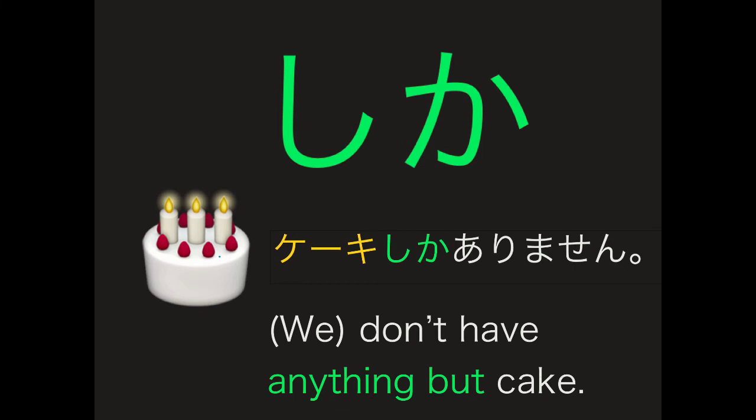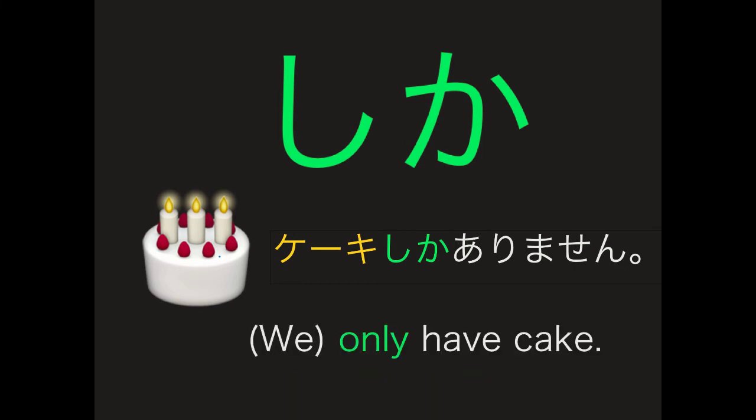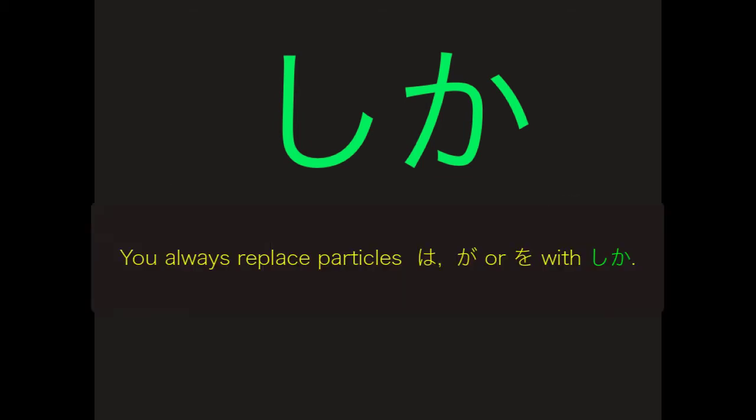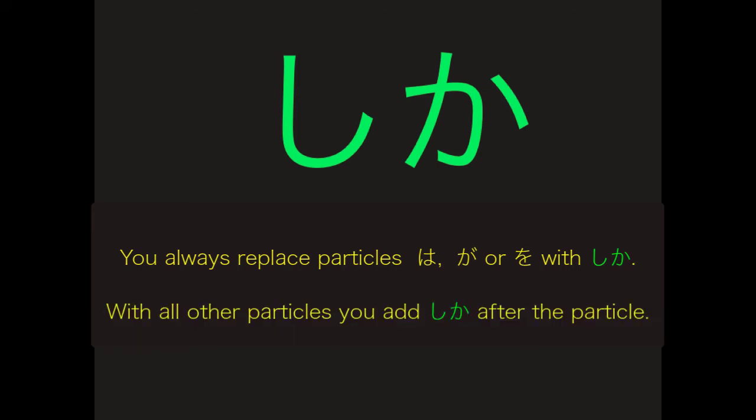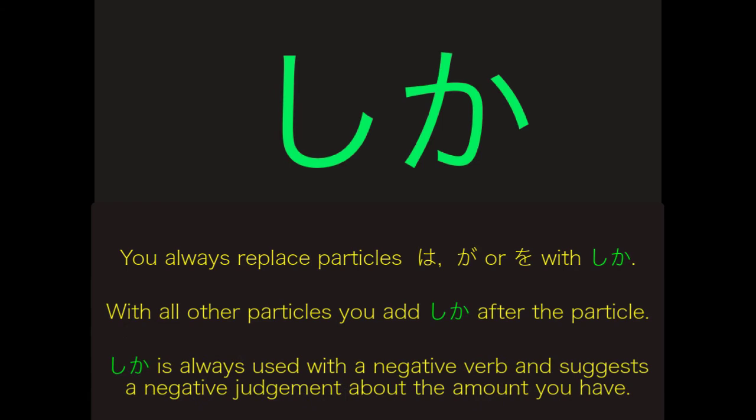Of course, this meaning is the same as we only have cake. But the point to remember is that it's always used with a negative verb, even though it equates to a positive meaning. You replace the particles wa, ga, or o with shika. That's the only alternative. You cannot add shika to those particles, so you must replace them, unlike dake. With all other particles, you add shika after the particle, so that's very similar to dake, where you can add it after or before. And finally, unlike dake, shika is always used with a negative verb and emphasizes the negative.